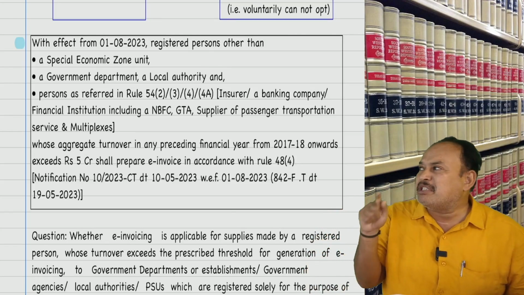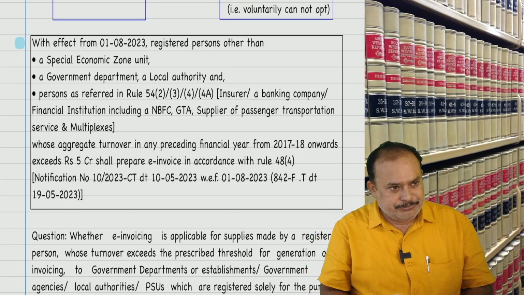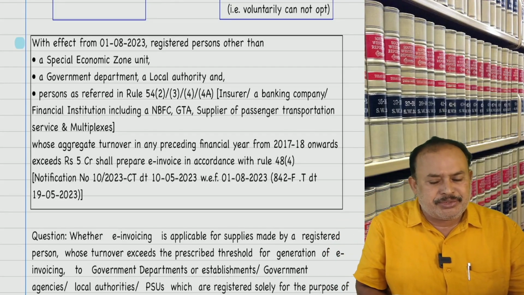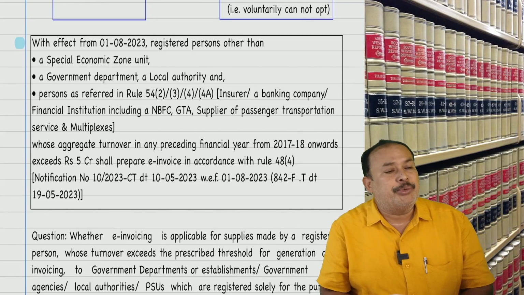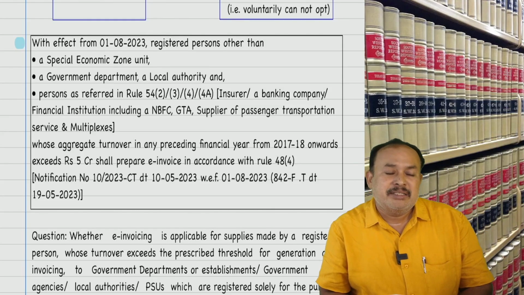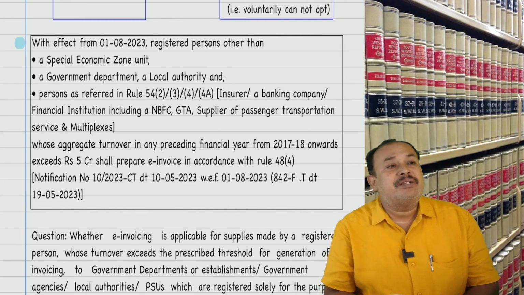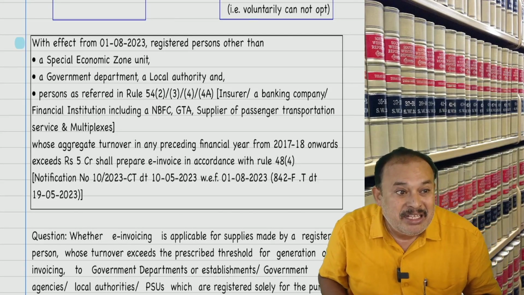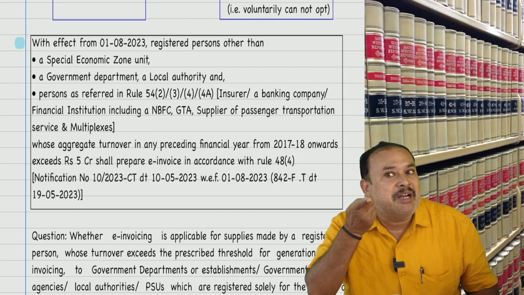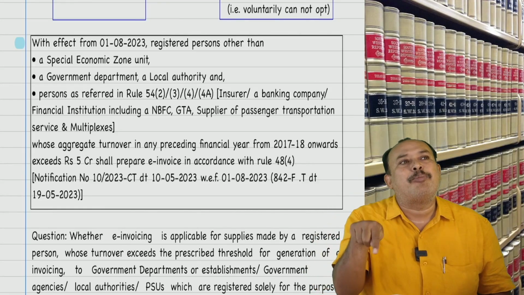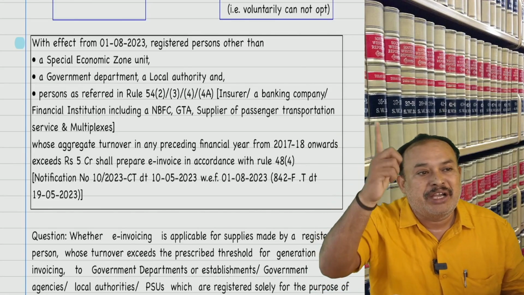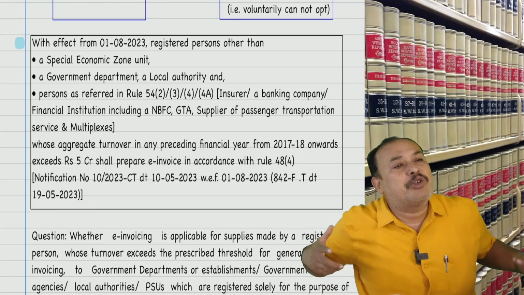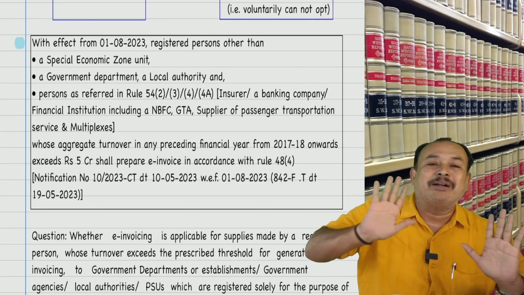Number 1: a special economic zone unit. What do you mean by this? I will explain to you. But if you are a special economic zone developer, for you E-Invoice is applicable if the turnover exceeds 5 crores. Sir, I am a special economic zone unit, my turnover is 8 crores. For you, E-Invoice is not applicable.